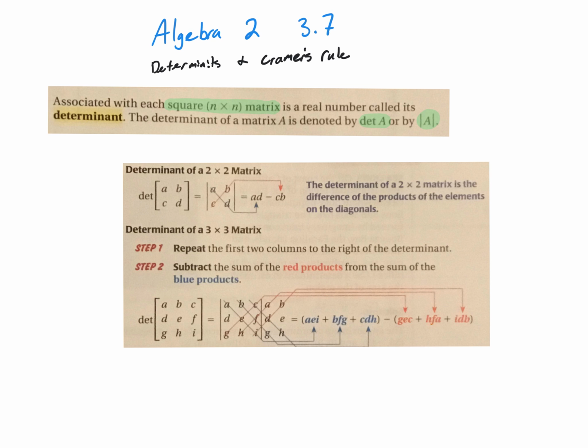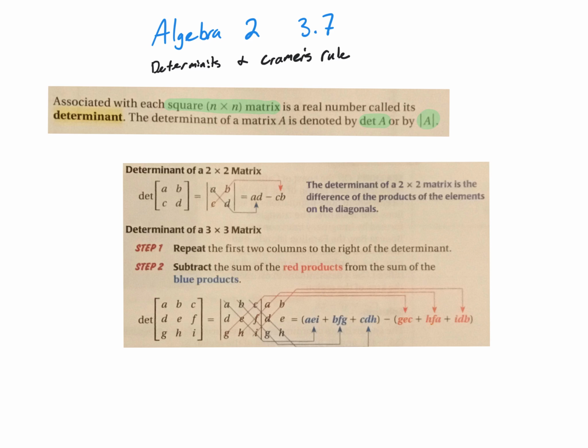We're talking about determinants and also using determinants to solve systems of equations, and we call that using Cramer's rule. First of all, a determinant is just a number that's associated with every square matrix. And it's denoted in two different ways, either like this, the det of A, or like this with straight lines being the determinant of A.